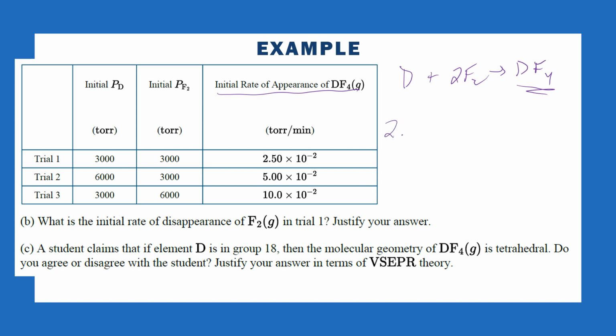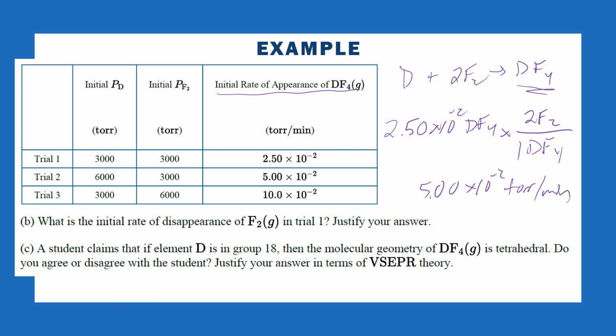I'm going to use stoichiometry to figure this out. And that's for DF4. For every one DF4, there are 2 F2 that are used up. So you would multiply by 2, you get 5.00. Weird looking 5 times 10 to the negative 2. So it says, what is the rate of disappearance? I would say it disappears 5 times 10 to the negative 2 torr per minute.